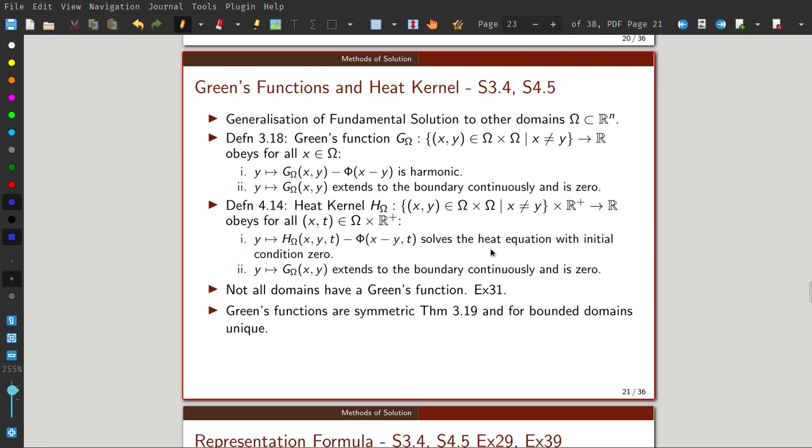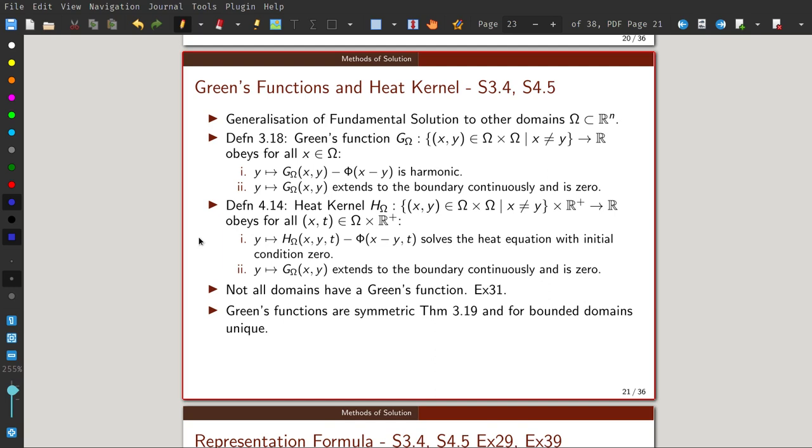So conditions 1 and 2 are how it is written in the script. You might also want to make condition 1 that it solves the heat equation, and condition 2 that it's 0 on the boundary and it's 0 initially. So it's 0 on the space boundary and it's 0 on the time boundary as well. So that's the definition of Green's functions compared to heat kernels.